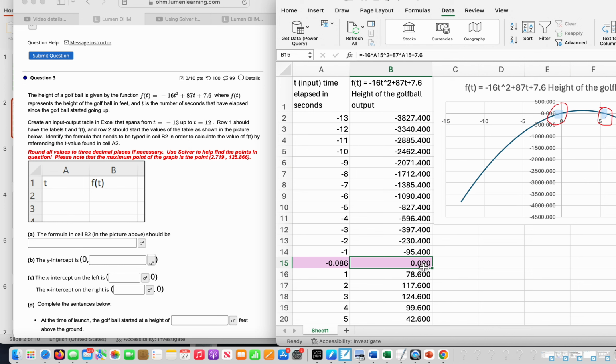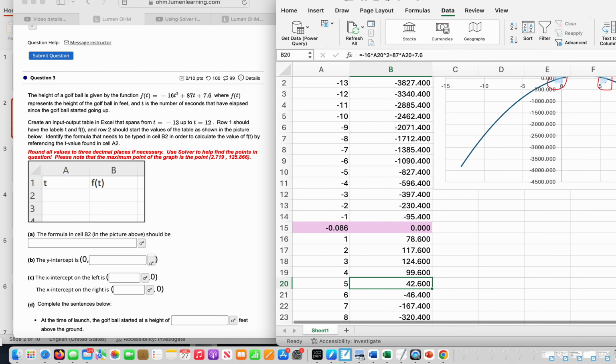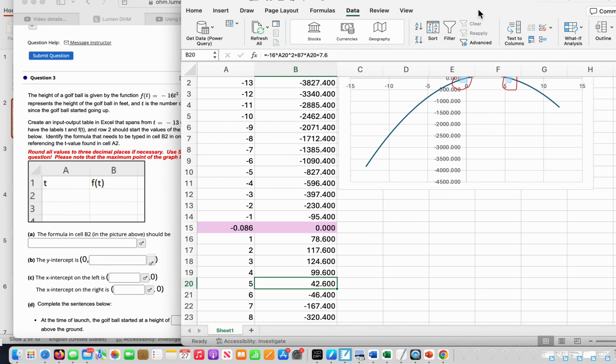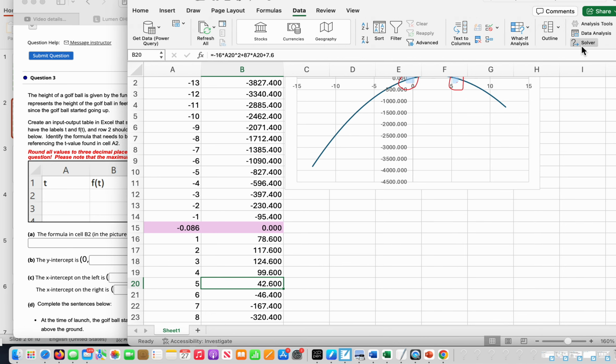So again, I'm going to continue down my outputs. Positive 78, positive, positive. Now it's getting smaller, smaller, smaller. Okay, so somewhere between 5 and 6 seconds, the height of my ball goes from positive 42 feet to negative 46 feet. So somewhere in between here, it crosses the axis. I want to select the cell that is closer to 0, which would be 42.6. I'm going to do data, Solver.